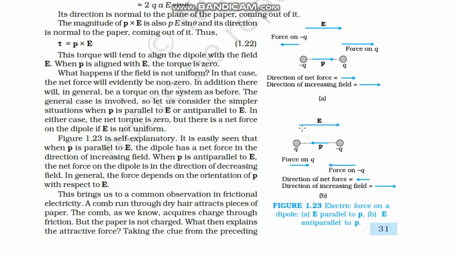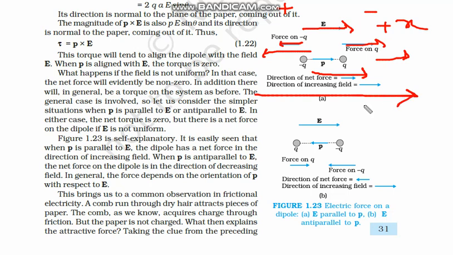Now let us see two simple cases. First case, when the electric field is in this direction, in the positive axis. So force on this positive charge is in this direction, force on the negative charge is in this direction. That means the electric field goes from positive to negative. So the negative charge will move on this side, and the positive charge will move towards the negative side. But the direction of this dipole is from negative to positive, so hence net force on the dipole is on the positive side.